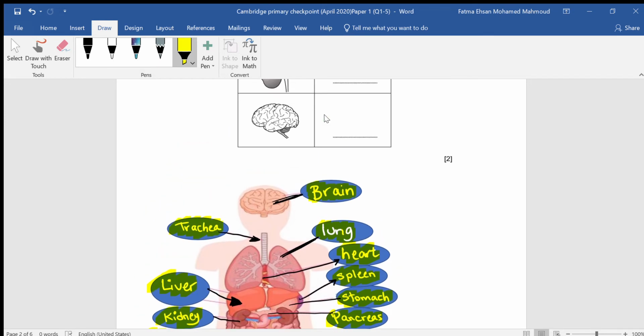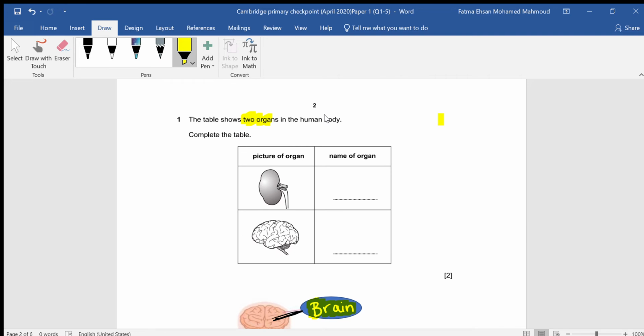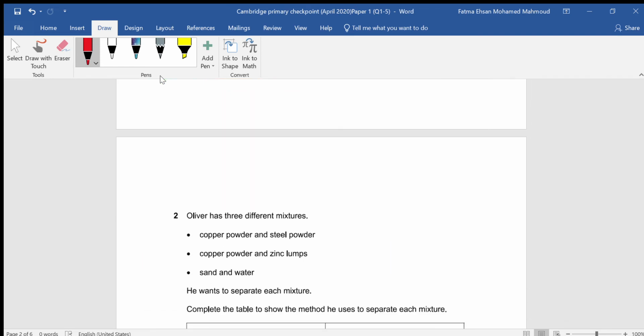طيب, let's go up بقى ونشوف هو عايز مننا ايه. Okay. Complete the table. Picture of the organ. Name of the organ. يبقى إيه الأورجن ده بعد ما عملنا الريفيو؟ Okay. Great job. This organ is the kidney. Okay. The next organ is the brain. Exactly. Now let's move to question number 2.